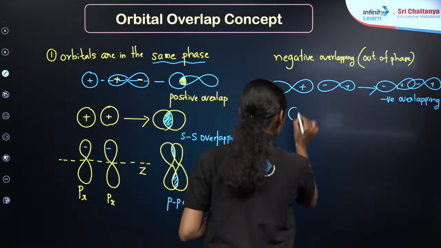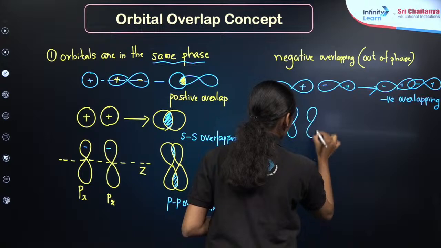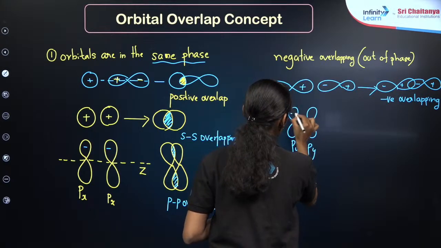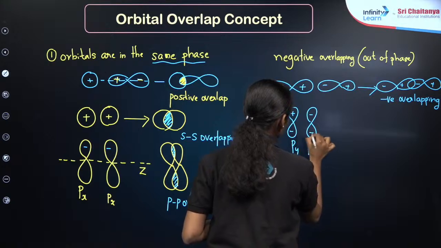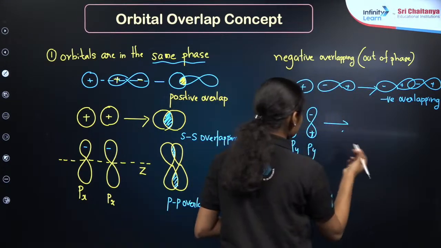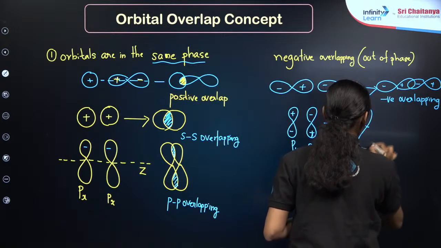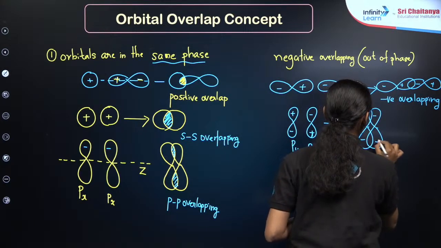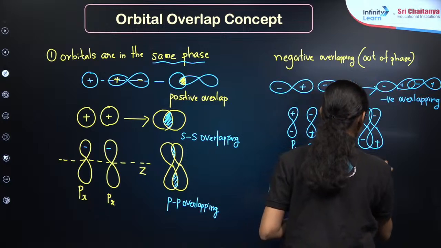Then you can use this also. If you are taking py orbital, py or px, plus minus, plus minus. Then here there is no positive overlapping. There will be the overlapping of negative, right? Again, this is a negative overlapping.